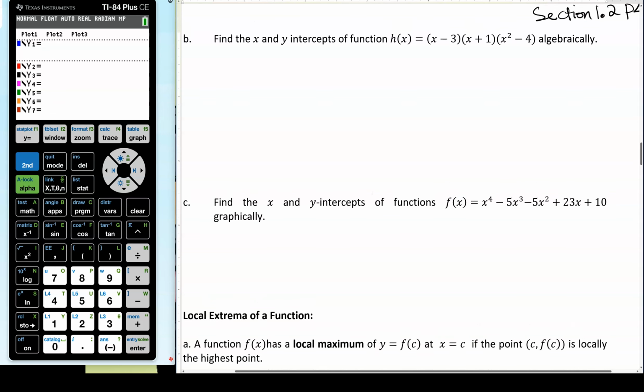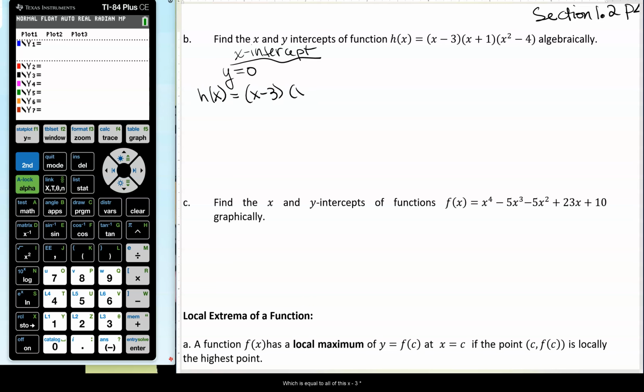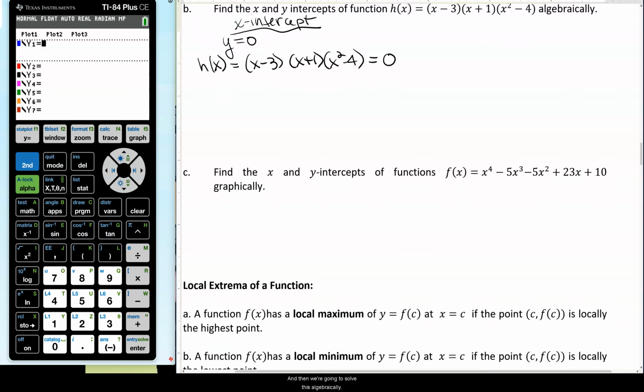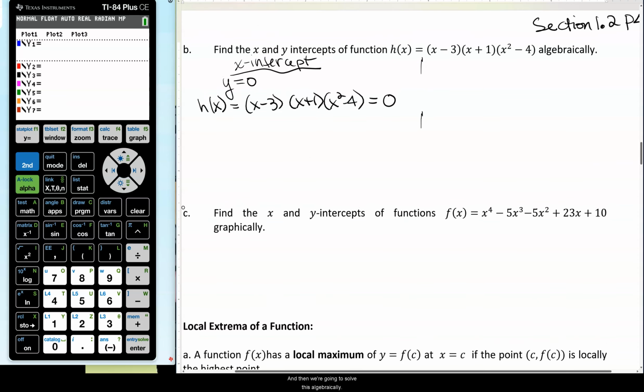we have the directions to find the x and y intercepts of a function h of x algebraically. To find the x-intercept, it's a bit more work than the y-intercept if you're going to do this algebraically. To find the x-intercept, y equals 0. So we're going to have h of x, which is equal to all of this, x minus 3 times x plus 2 times x squared minus 4 equaling 0. And then we're going to solve this algebraically.